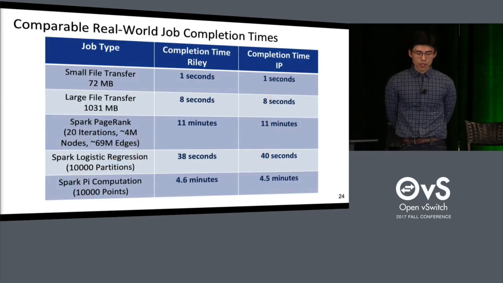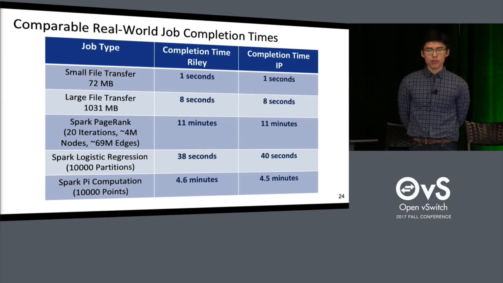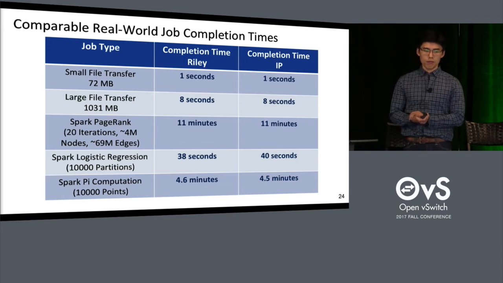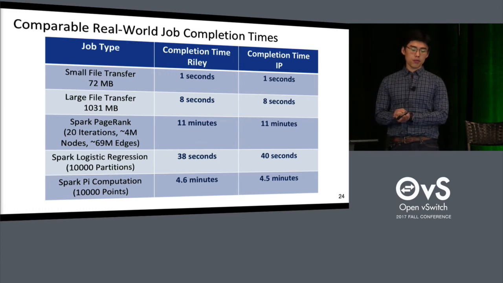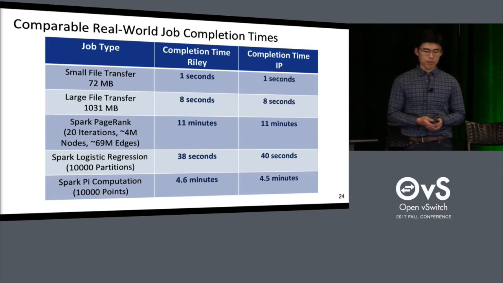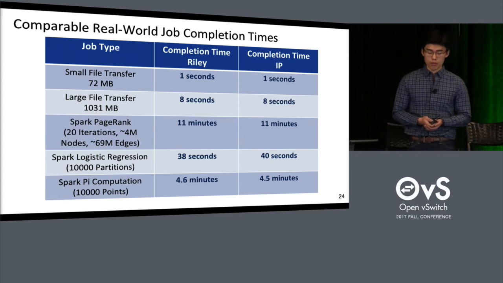We also ran some real-world jobs to see that the Riley protocol is capable of running complex operations. These jobs range from small file transfers to complex Spark jobs. As you can see, the completion times for file transfers or Spark jobs are very comparable, from short-running jobs, say a small file transfer, to long-running jobs, say a PageRank over a large graph. So although IP performance may be a little bit lower, on real-world job completion times they are most likely to be equivalent.